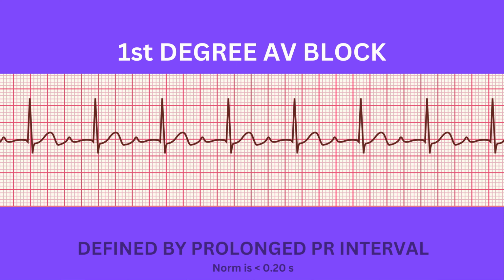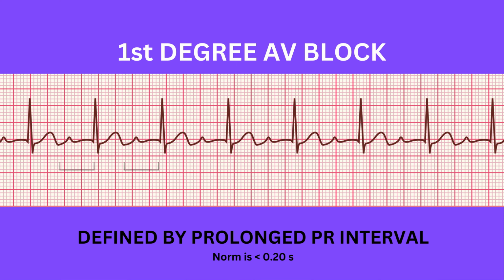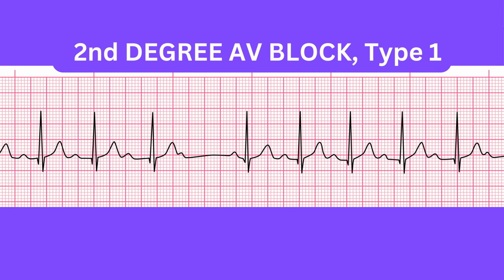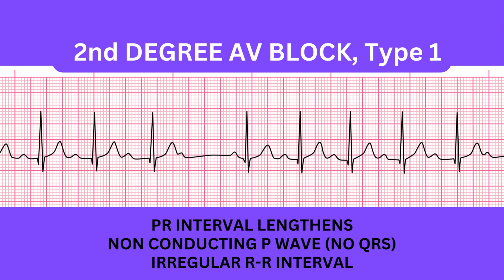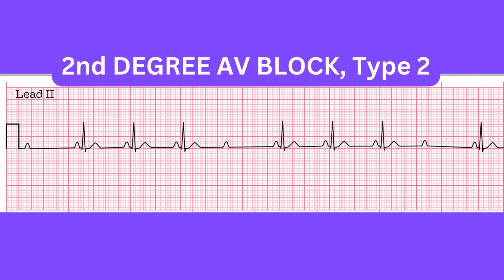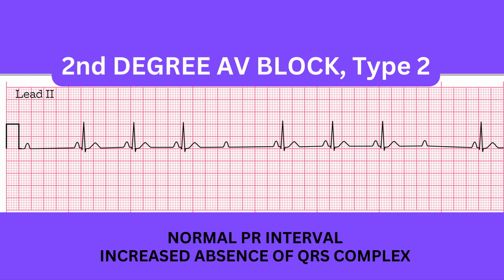First-degree AV block is defined by an elongated PR interval of more than 0.20 seconds, as seen here. Second-degree type 1 AV block is characterized by a progressively prolonged PR interval, eventually resulting in a non-conducting P wave and an irregular R to R interval. Second-degree type 2 AV block distinctly differs from type 1 in that the PR interval is no longer prolonged. However, the P waves are increasingly blocked, as seen with the absence of the QRS complex.